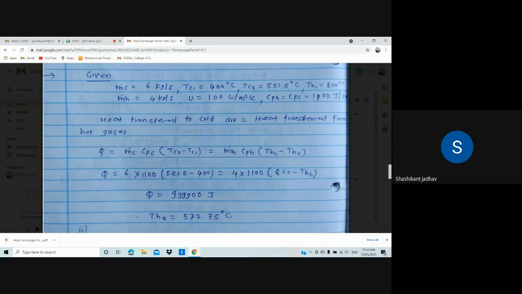Our aim is to calculate the heat transfer area needed, which means we have to calculate the value of A, and then calculate the number of transfer units. For the calculation of NTU, we need to calculate the area first. If NTU and A are both unknown, we have to use the LMTD equation, that is Q is equal to U into A into theta m, where theta m is nothing but LMTD.